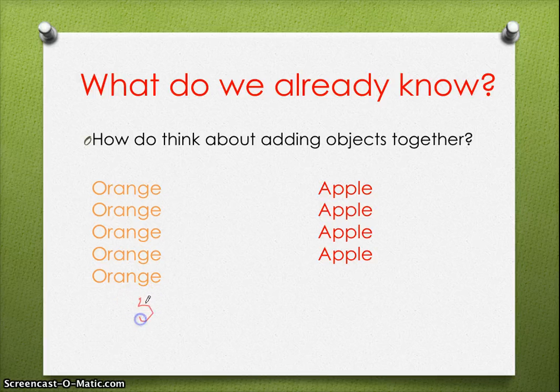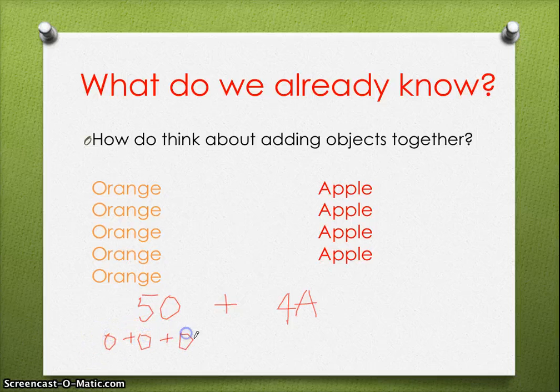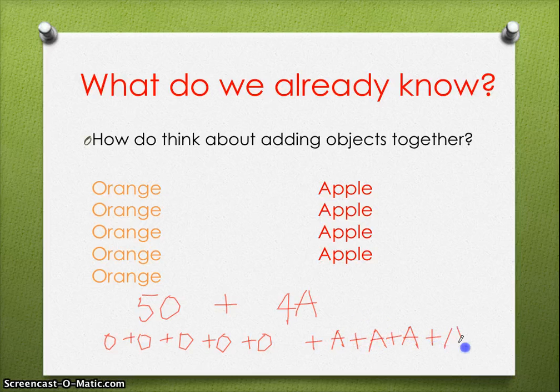Say we have 5 oranges, and we're going to add together 4 apples. I've abbreviated oranges with O's and apples with A's. So I would do O plus O plus O plus O plus O, and then add it together with A plus A plus A plus A.